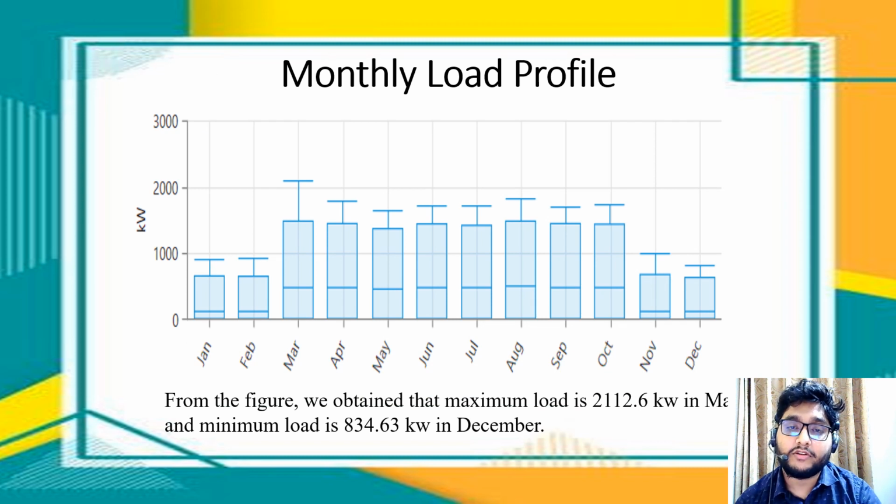Then we put all this value in the Homer software, and we get the result, and it is given in kilowatt. From this graph we have obtained that maximum load is 2012.6 kilowatt, which is in March, and minimum load is 834.63 kilowatt in December. That is in here.